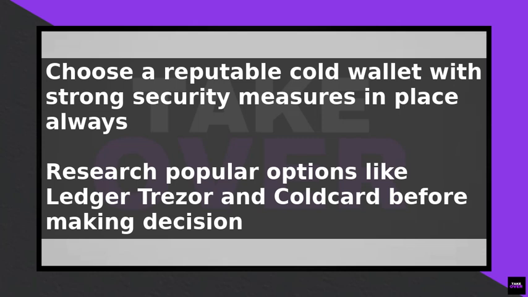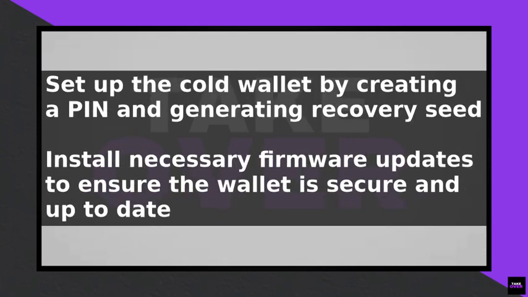Once you have your cold wallet, you need to set it up. This typically involves creating a PIN, generating a recovery seed, and installing any necessary firmware updates. The recovery seed is a list of words that can be used to restore your wallet in case it is lost or damaged, so be sure to store it in a safe and secure location.